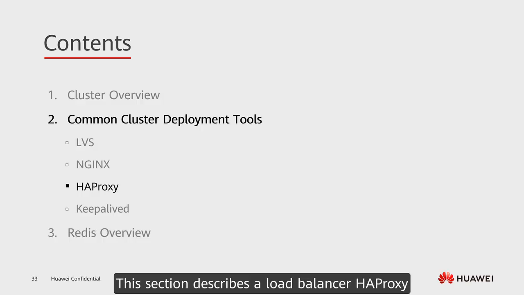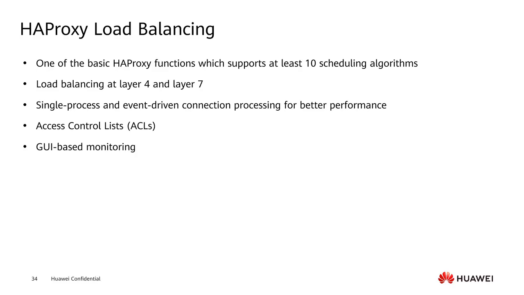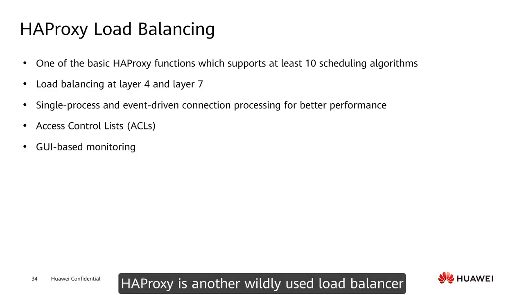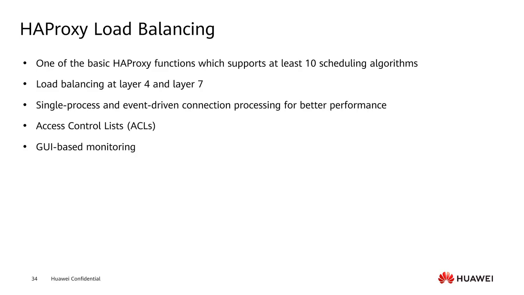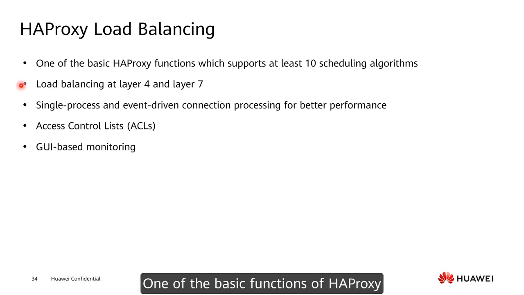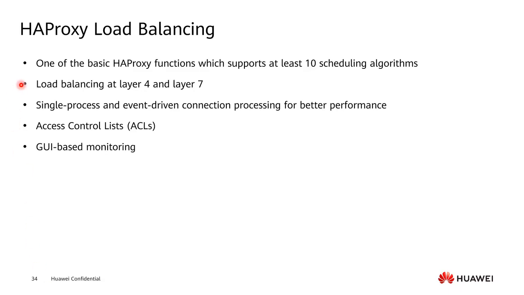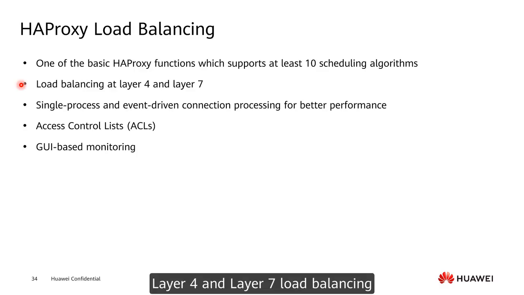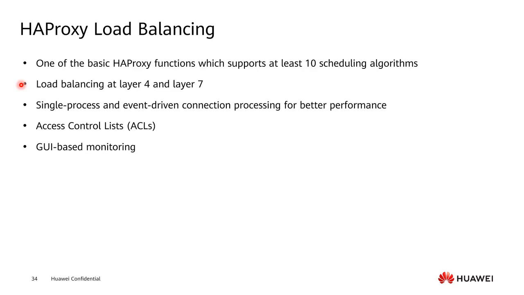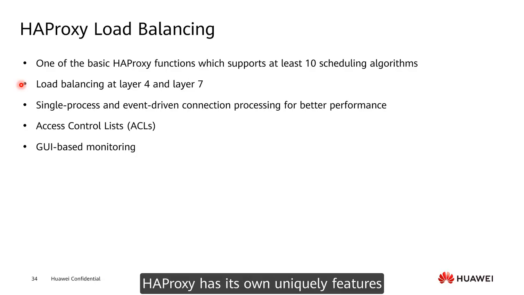This section describes a load balancer, HAProxy. HAProxy is another widely used load balancer. One of the basic functions of HAProxy, like Nginx, is that it supports Layer 4 and Layer 7 load balancing. Here, we will learn only the configuration related to Layer 7. Compared with Nginx, HAProxy has its own unique features.